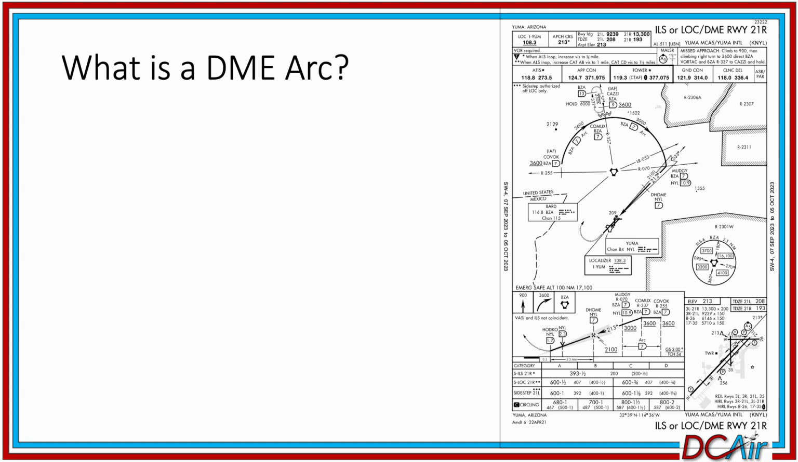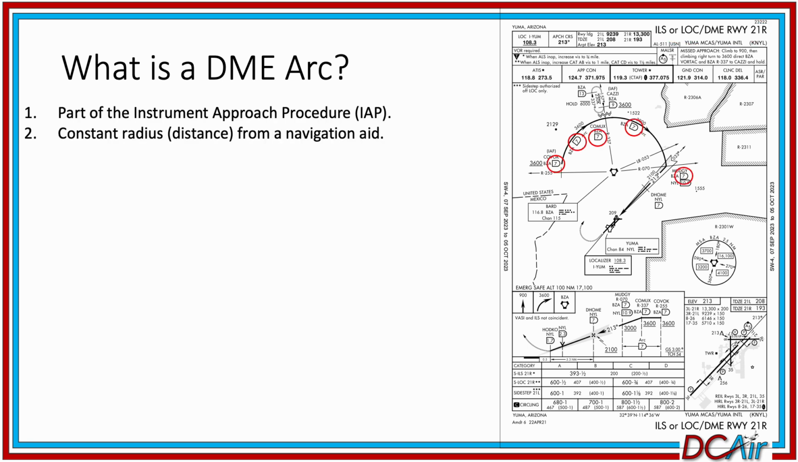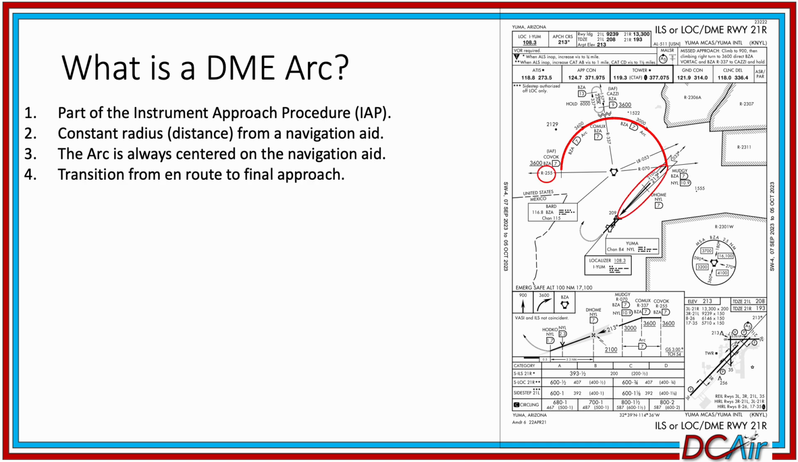What is a DME Arc? A DME Arc is part of an instrument approach procedure. A DME arc includes a constant radius arc around a navigation aid, commonly a VOR. That means the VOR is the center of the arc. The DME arc is a structured way to transition from the en route phase to the final approach that starts at the initial approach fix, or IAF, and the IAF will typically be a waypoint along the airway.